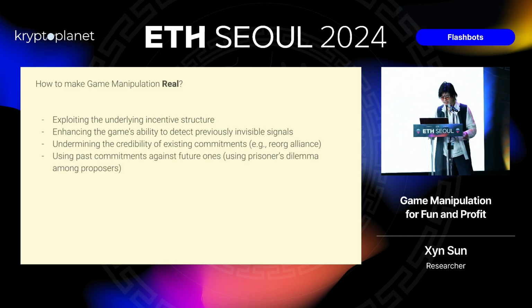All right, and then finally, you could also use past commitments against future ones. In this case, Ethereum involves a lot of proposers across many periods of time. Previously we talked about how, in the ultimatum game between one searcher and one proposer, they each have monopoly power over each other. However, suppose you have one searcher and multiple proposers. Now the searcher can essentially utilize, say, a prisoner's dilemma between the different proposers to extract more rent.